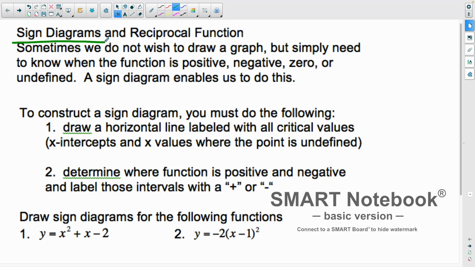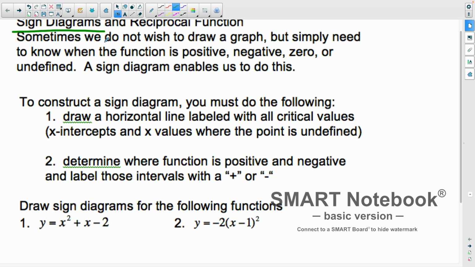So I'm going to connect the sign diagram with the quadratics that we've been doing the last couple of days. You may go, I don't really need that today, but yes, you will in the future. Sometimes we don't want to draw the whole graph. We just want to know when it's positive, when it's negative, when it's zero, when it's undefined. So we want those features there, and in order to do that, we're going to construct a sign diagram.